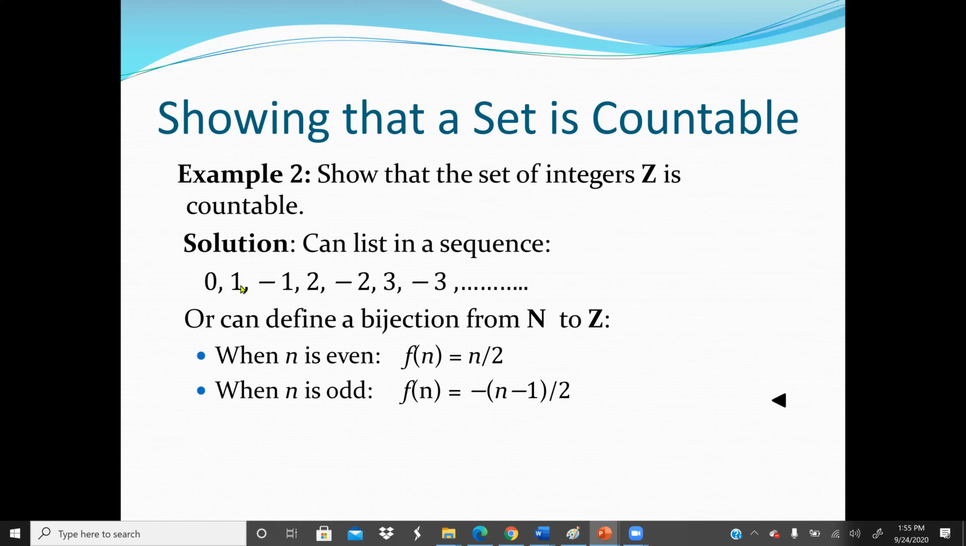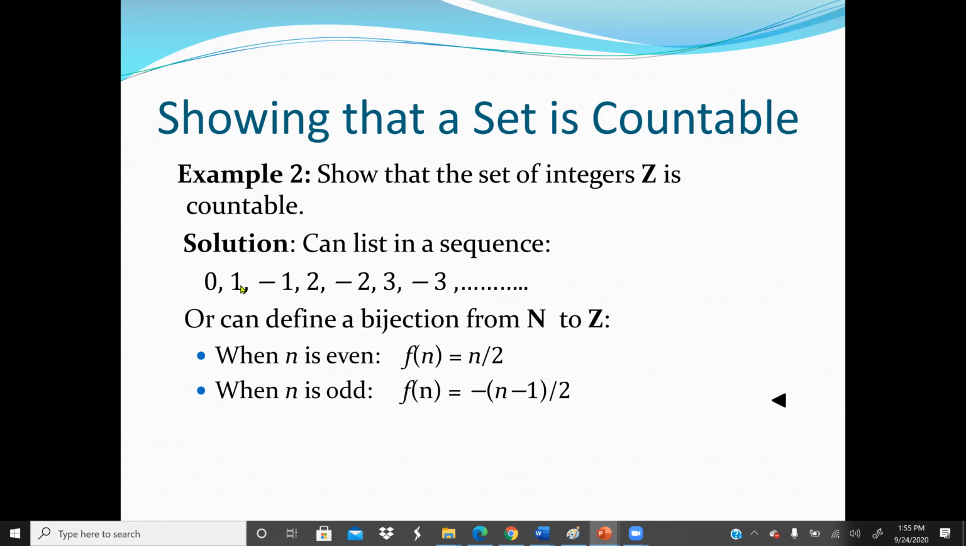What does the set n mean? In this case, lowercase n is the positions. Set N can be any set; the name can be any name. But here we show that the set of integers Z is countable, so again we are showing a bijection from N to Z.